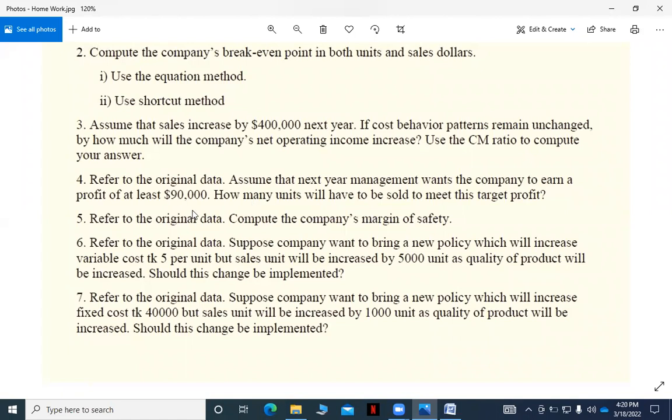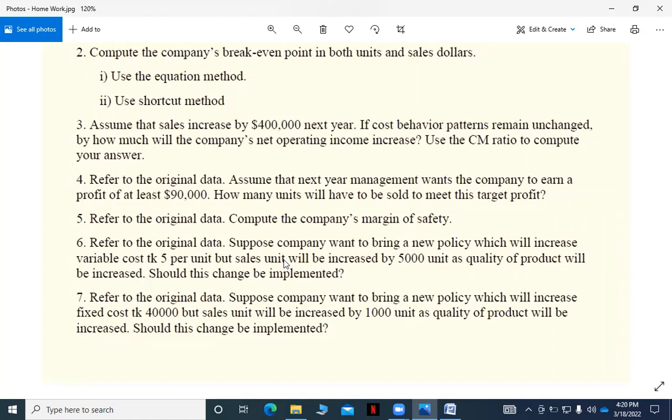Then number 6, refer to the original data. Suppose the company wants to bring a new policy which will increase variable cost by 5 per unit, but sales unit will increase by 5,000 units as the quality of the product will be increased. Should this change be implemented? So we'll check whether our net operating income is increased or not. If it is increased, then we'll implement. Otherwise, we will not implement.